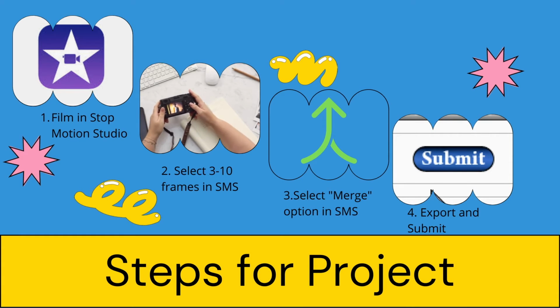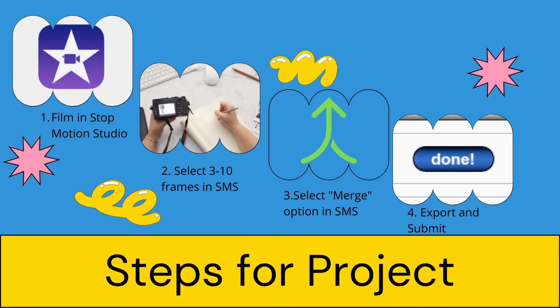Finally, your steps for this project one more time are to film in Stop Motion Studio. 2, select 3 to 10 frames. 3, select the merge option. And finally, export and submit. I can't wait to see what you create.